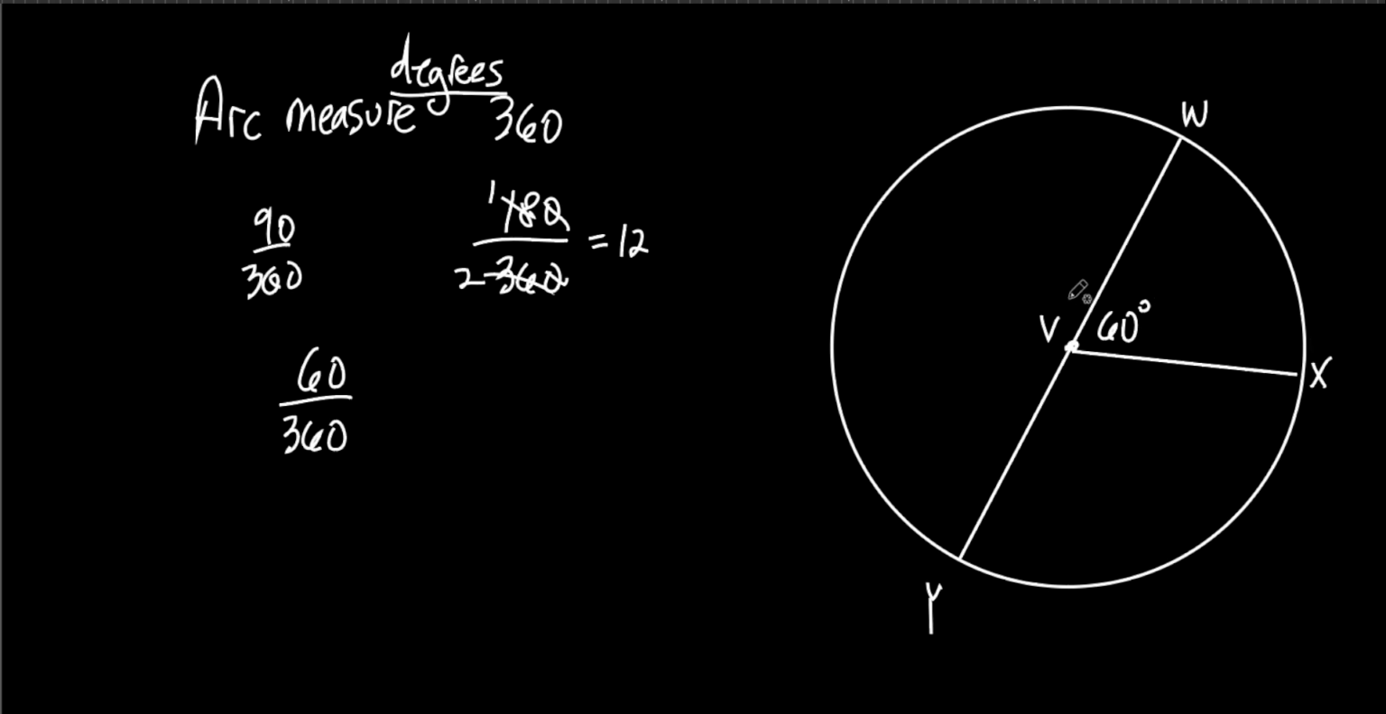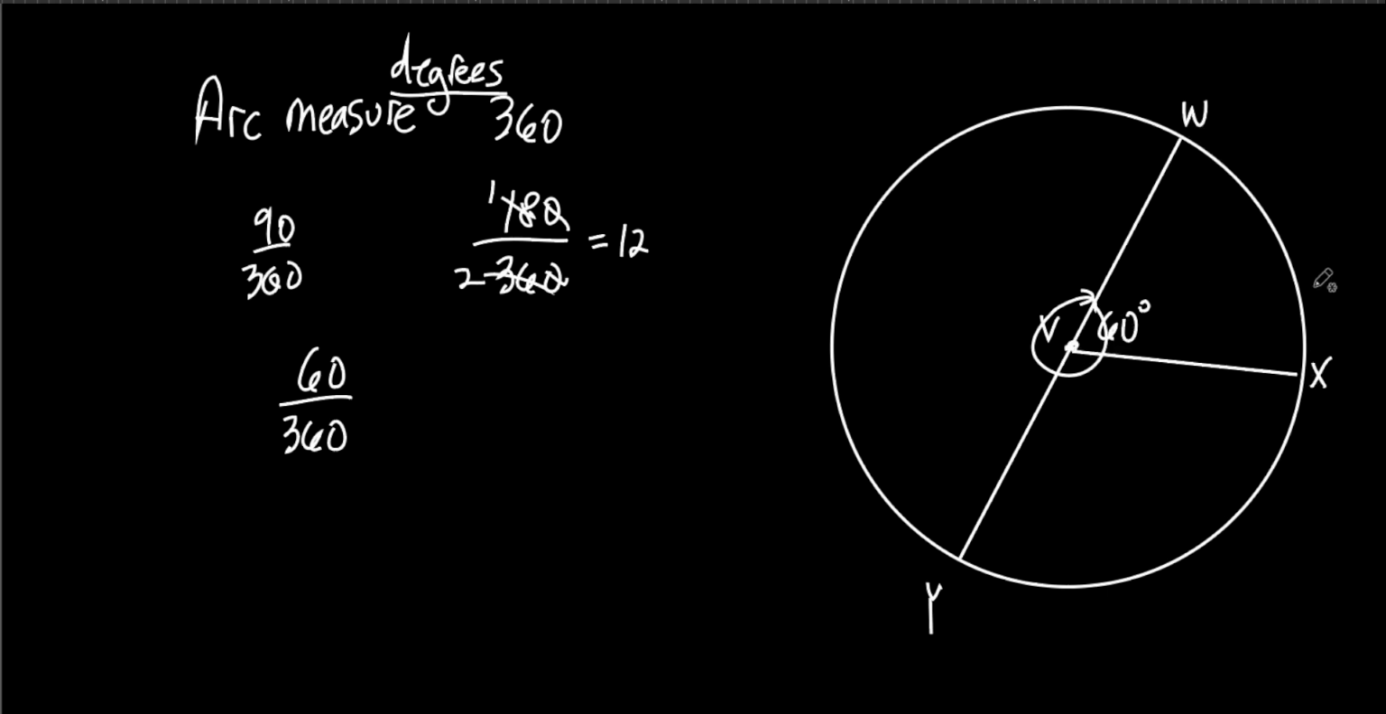Because look, if I started here and went all the way around the circle, how many degrees is that angle right there? 360 degrees. So what if I started here and went all the way around the circle? 360. So the arc is 360 degrees, isn't it? So tell me something about this angle in the middle and the arc that it cuts off.